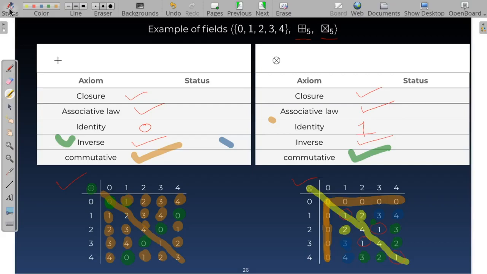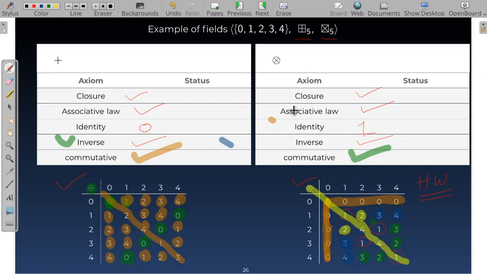And in addition to that, the next thing is that this modulo 5 multiplication should be distributive over addition, and that's very easy to show. So you can do that. Let's put that as homework. So your homework is to show that here modulo 5 multiplication is actually distributive over modulo 5 addition.